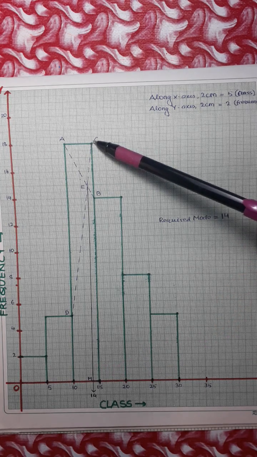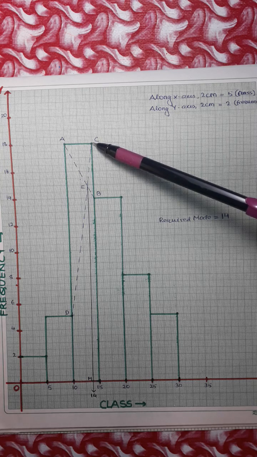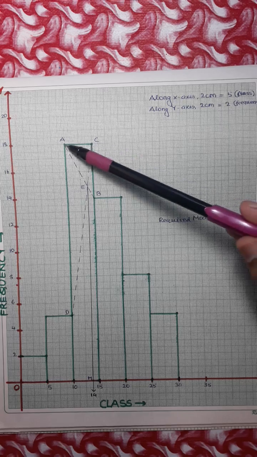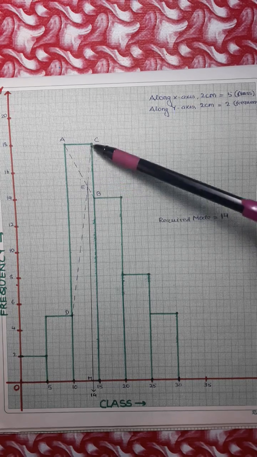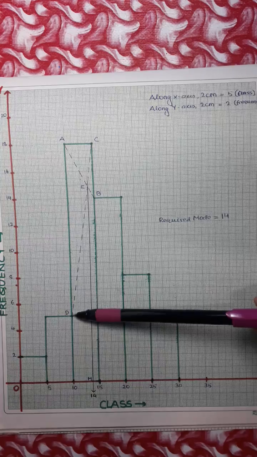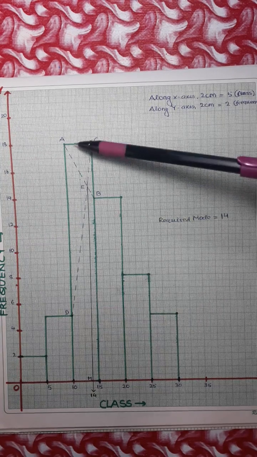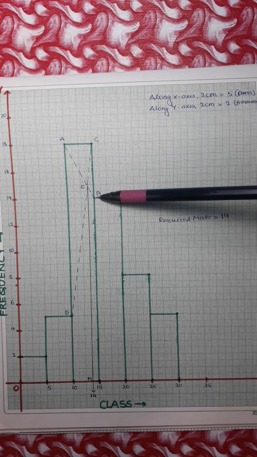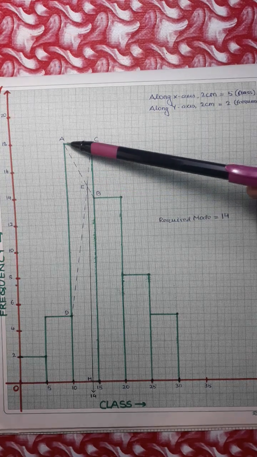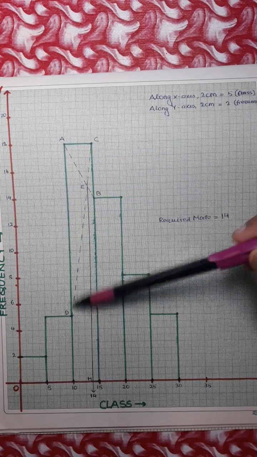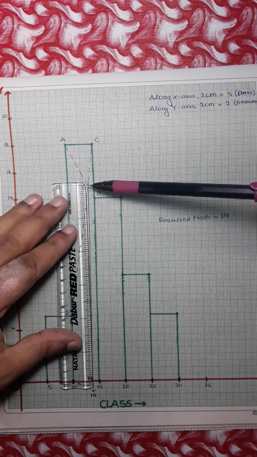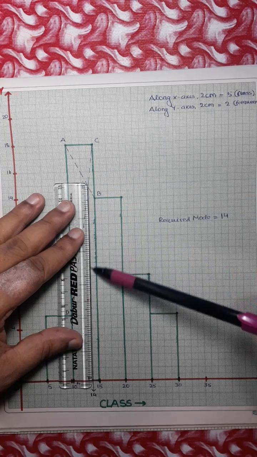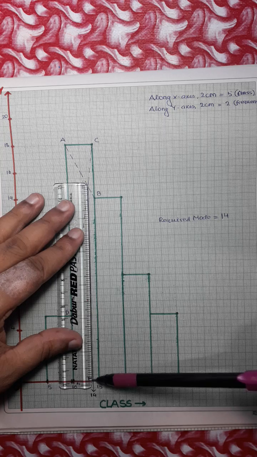Now from this tallest graph you can draw two diagonals, that is, from the right corner of the tallest rectangular box to this point, that is D. Similarly from here also you can draw the diagonal. Now these two lines are intersecting at point E. So from E you can drop a perpendicular onto the x-axis.